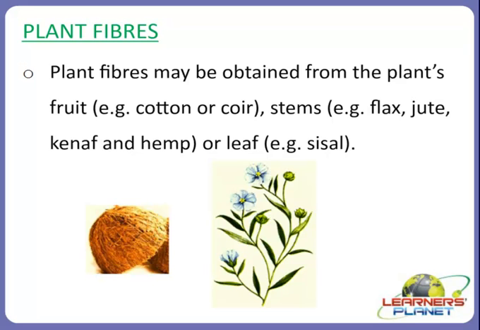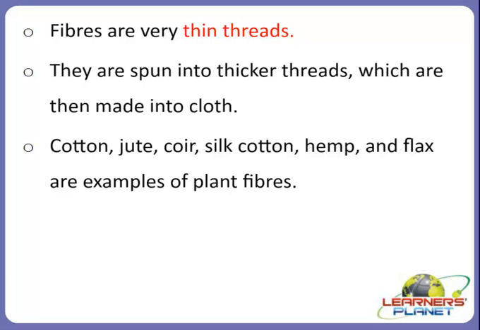So basically, what we are going to discuss is all about plant fibers. Students, fibers are very thin strands, and as we discussed, they are spun into thicker threads which are then made into cloth. These are all examples of plant fibers. So first we will discuss the natural fabrics, out of which we will first discuss plant fibers. And the main examples of plant fibers are cotton and jute.